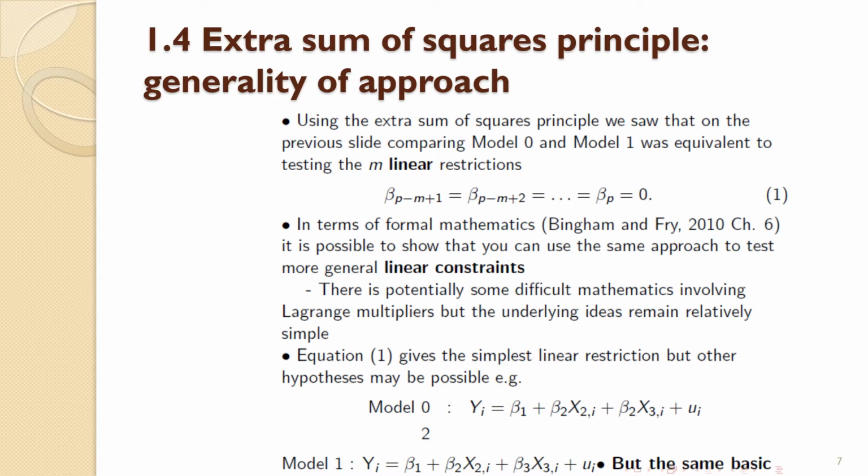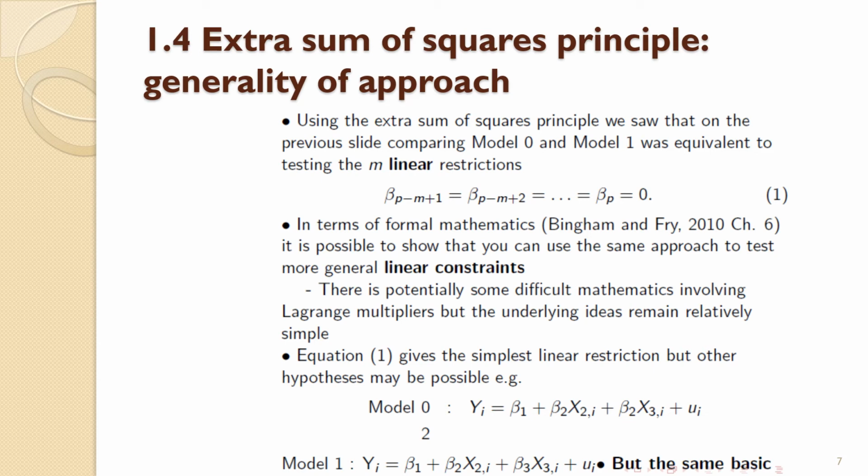So if you look at the previous slide, what's going on here with this extra sum of squares principle is that if you're comparing the simple model 0 to the more complex model 1, this is equivalent to testing the m, what are called linear restrictions, just that the last m beta values are all equal to 0, and so that the last m x variables don't have any impact at all upon the y variable once you include all the things in model 0.